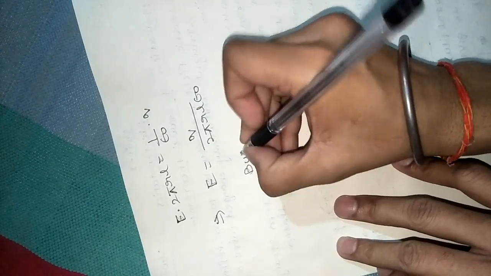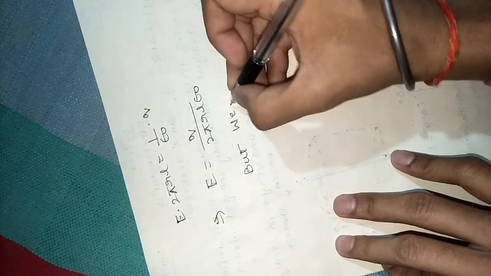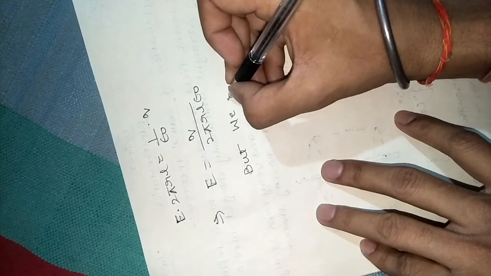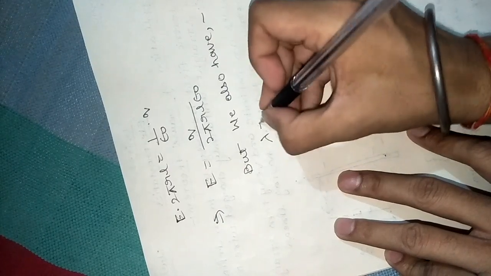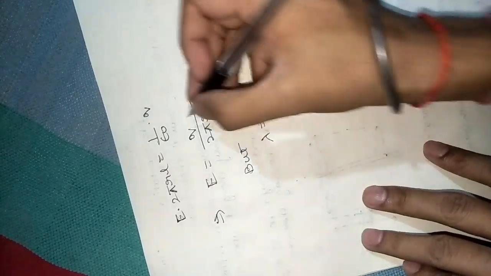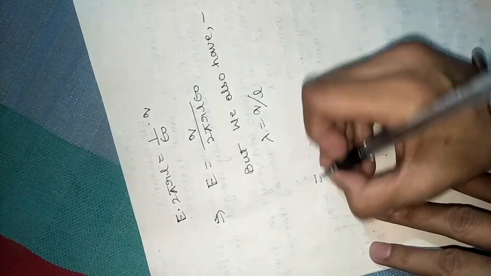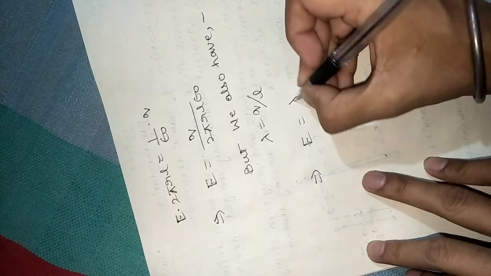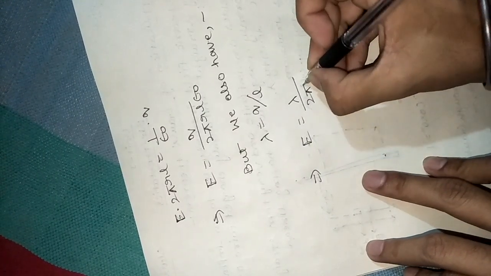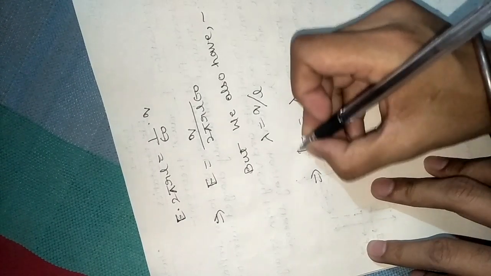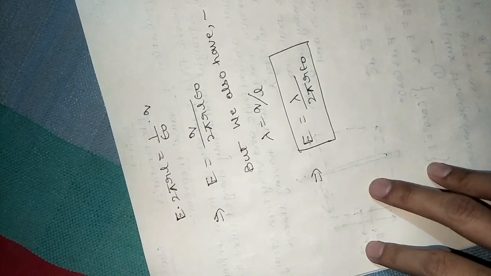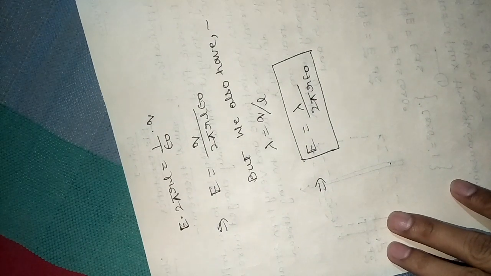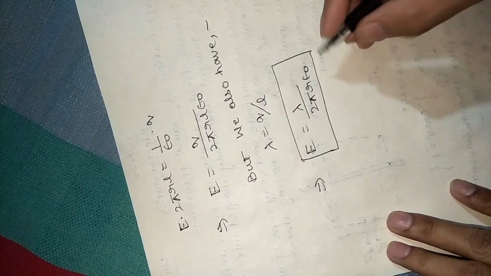But we also have lambda equal to Q by l. Putting this in, E is equal to lambda upon 2 pi r epsilon naught. This is your result: the electric field intensity due to an infinitely long straight uniformly charged wire. This is your proof.